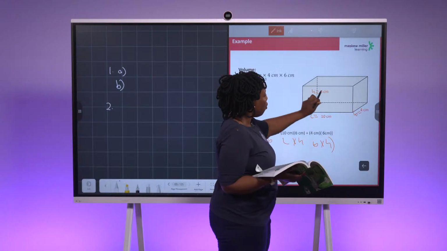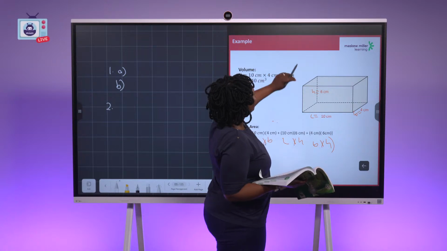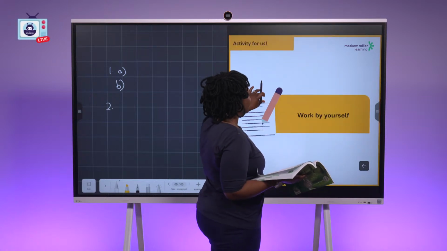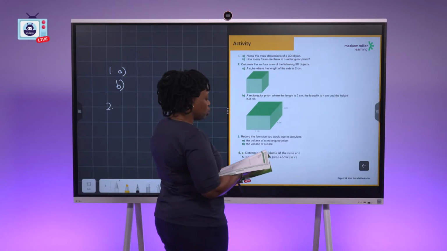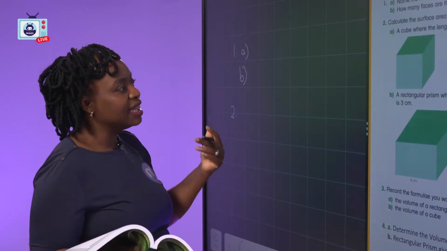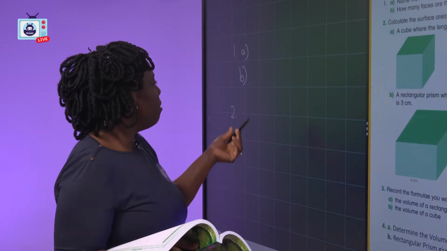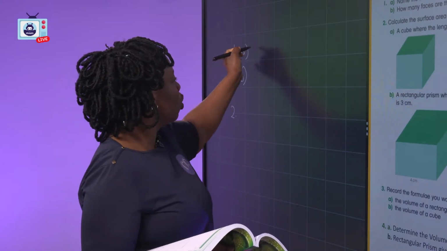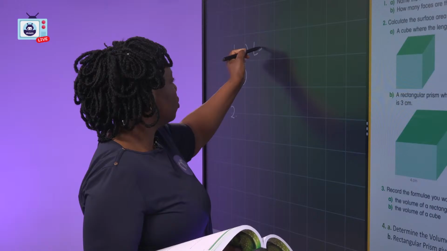So these are what we have talked about, and you just have to remember that those are also called dimensions. So the 3 dimensions that are there can be a height, a length, and a breadth. So remember, a breadth, I said it can also be called the width. So let's write them down.